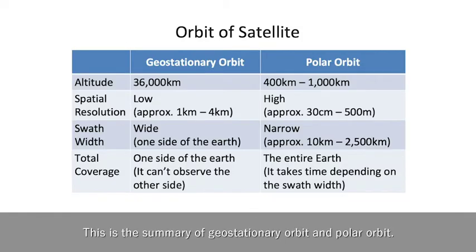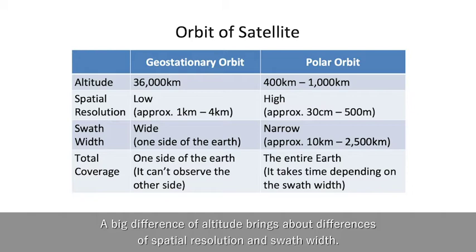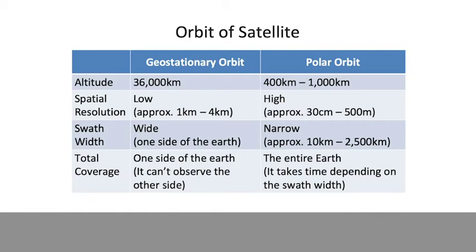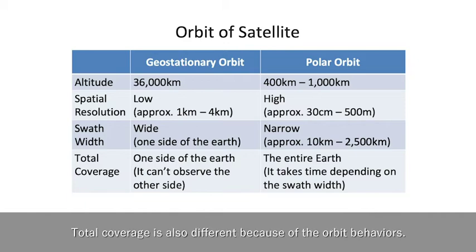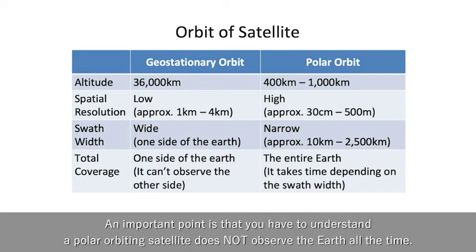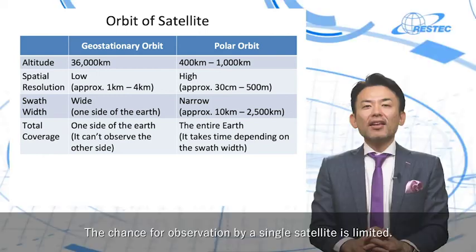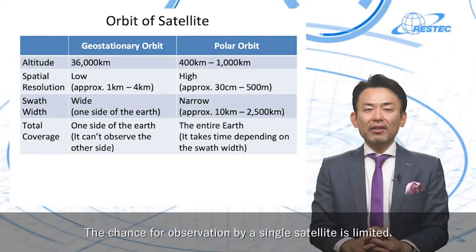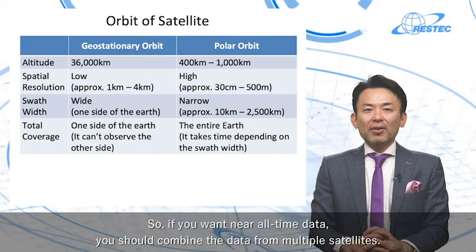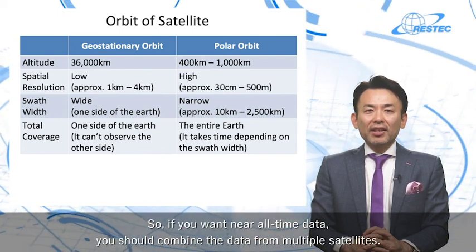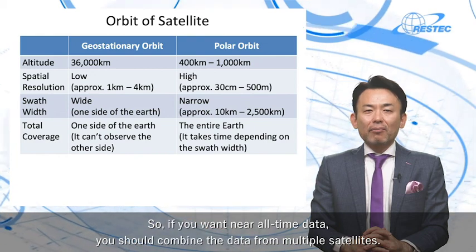This is a summary of geostationary orbit and polar orbit. A big difference of altitude brings about differences of spatial resolution and swath width. Total coverage is also different because of the orbit behaviors. An important point is that you have to understand a polar orbiting satellite does not observe the Earth all the time. The chance for observation by a single satellite is limited. So, if you want near all-time data, you should combine the data from multiple satellites.